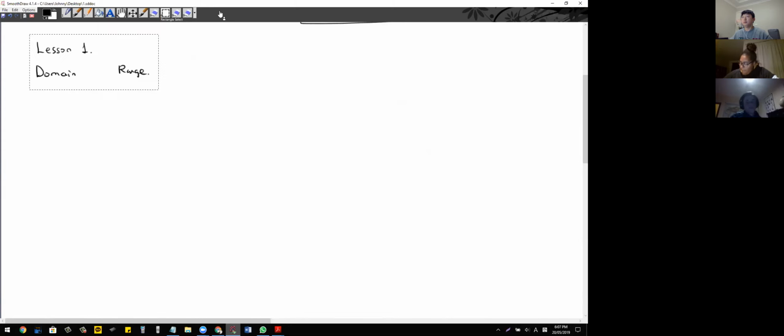Now, domain is defined as the allowed, this is my definition, allowed X values.